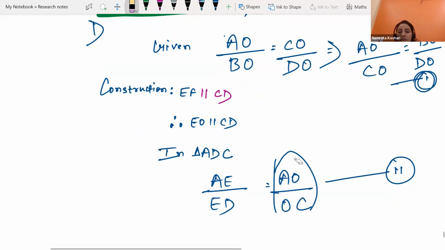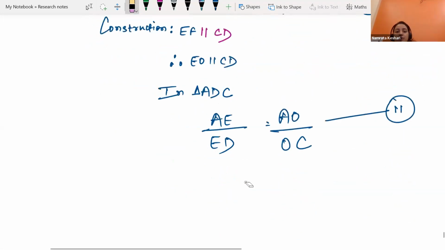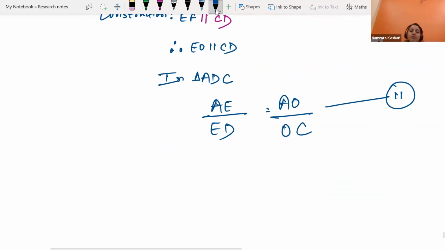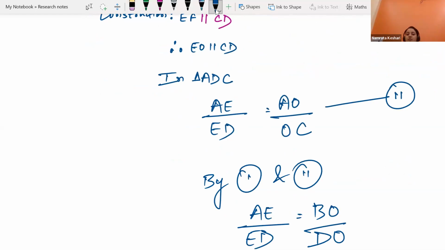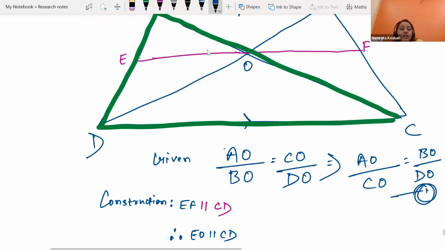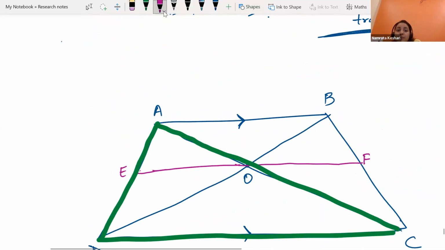By comparing 1 and 2, we can say that we have BO by DO equal to AE by ED. By 1 and 2, we can say that AE by ED is nothing but BO by DO. Let's look in the figure. This ratio that we got, let's look at it carefully in the figure. AE by ED, BO by DO.